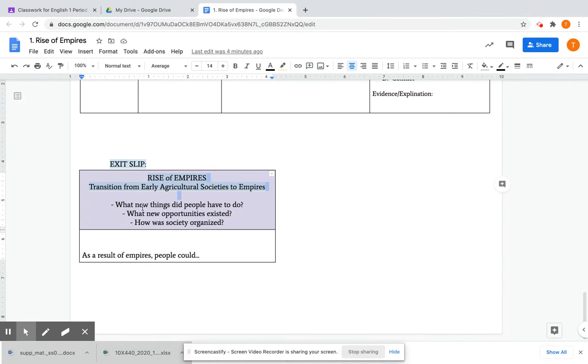So what new things did people have to do? What new opportunities existed now? How was society organized under empires? You're going to think of those three things, and you're going to respond here. As a result of empires, what could we now do? Think back to last unit where we were hunters and gatherers and farmers. And now, with the information that you learned in today's lesson, what could we now do?